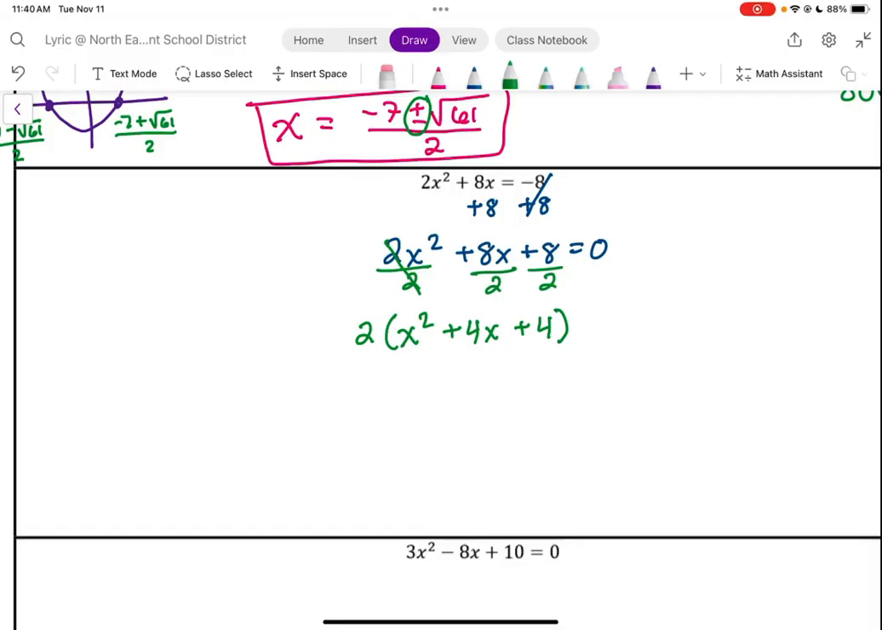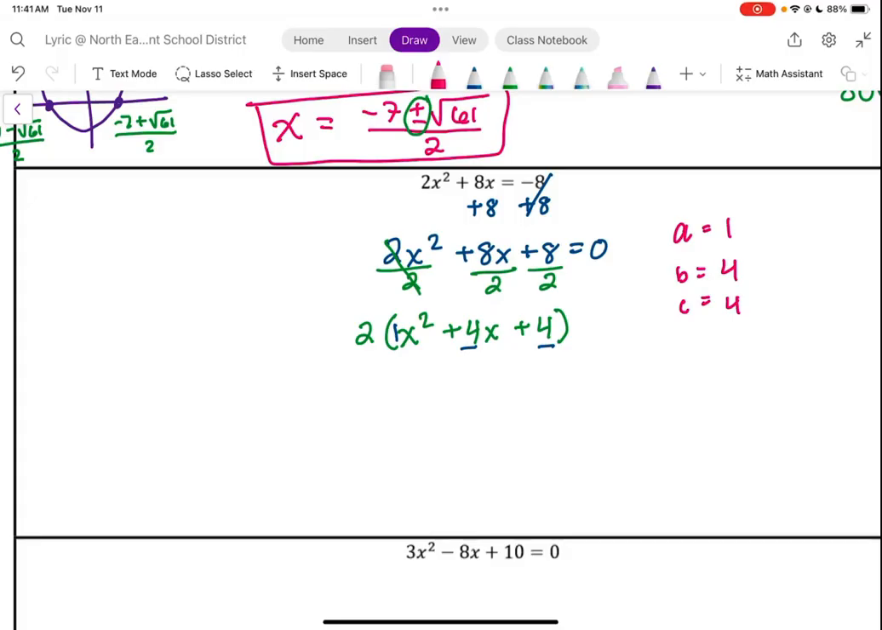Now we can identify our a, b, and c. So in this case, our a is 1, our b is 4, and our c is 4. Let's do this over here. A, B, C. 1, 4, 4.